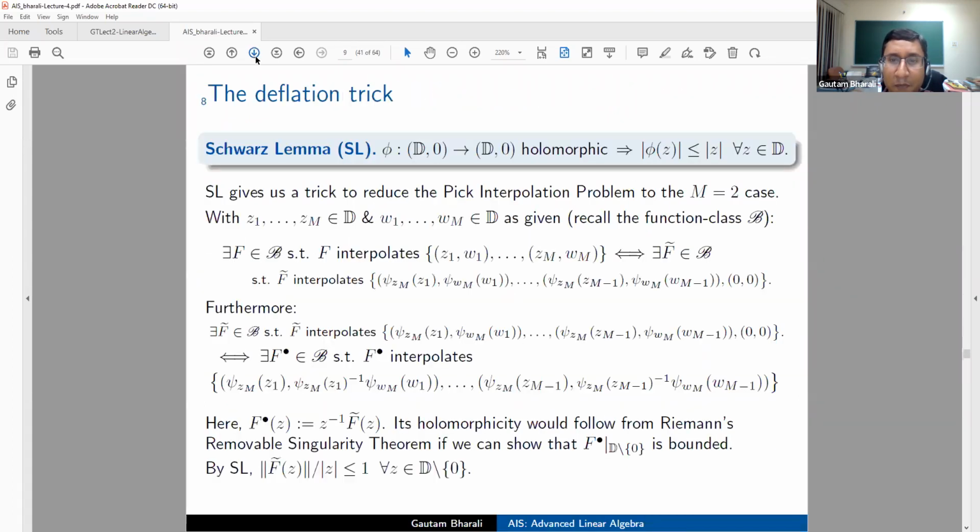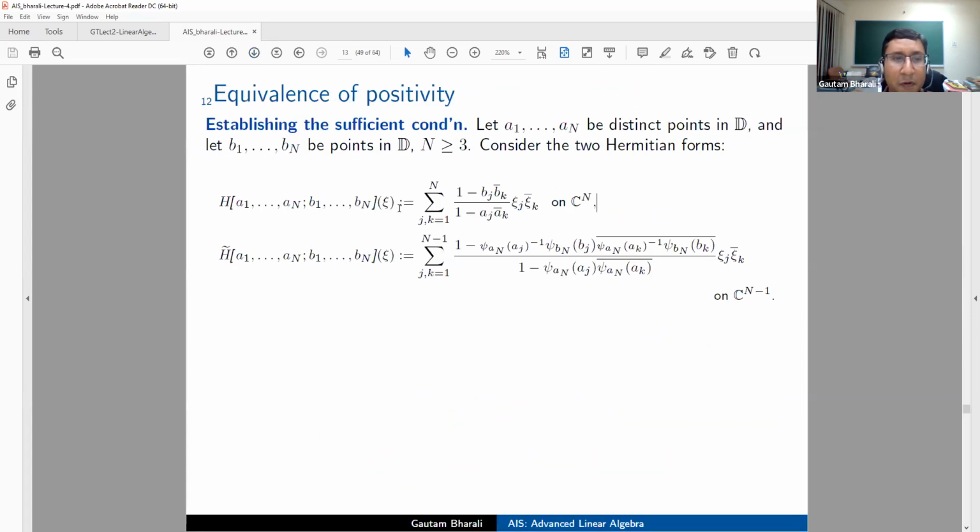So that is where this form is coming from. Now, this is an associated form, and it has associated with it an n-1 by n-1 Hermitian matrix. And this form is coming from the deflation trick, because wherever I see an aj, I'm replacing it by psi sub an applied to aj. And wherever I see a bj, I'm doing something more complicated. I am first applying b sub n to each bj, but then I am again dividing by this guy that I told you about. And you also know why this is not going to be zero. This is not going to be zero because of the distinctness of these an. So the motivation for why I want to look at these two Hermitian forms is clear.